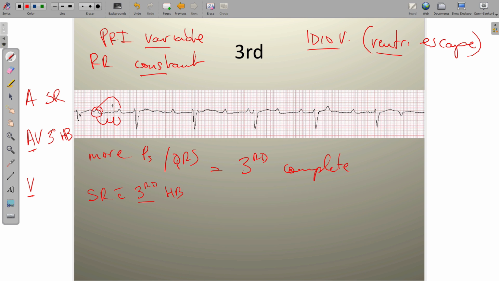So the atria are doing their thing, meaning that the sinus node is depolarizing 90 times per minute, and it's just carrying on its business in a very regular fashion. The AV node, for whatever reason, is unable to communicate any of those impulses down to the level of the ventricles, and we have defined that inability to communicate as a complete heart block or third-degree heart block based on the presence of a variable PR interval and a constant R to R interval. So now let's look at what the ventricles are doing.